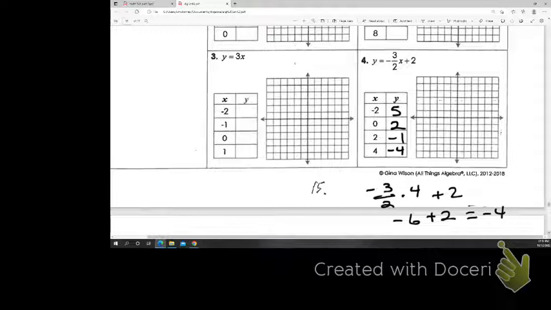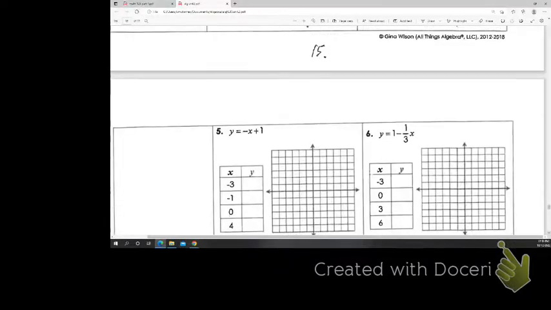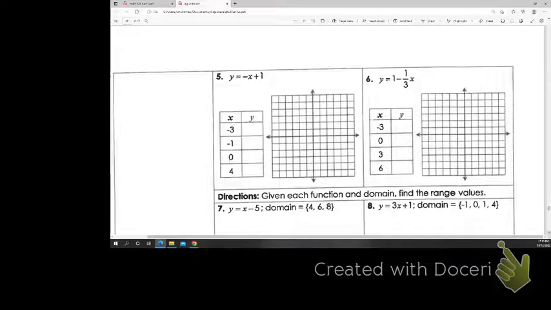In number 5 on the back side of the page, the first part of that says negative x. So that means you're going to make x the opposite of what it currently is. Or you could think of that as multiplying by negative 1 and then add 1. So the opposite of negative 3 is 3, and 3 plus 1 makes that 4.